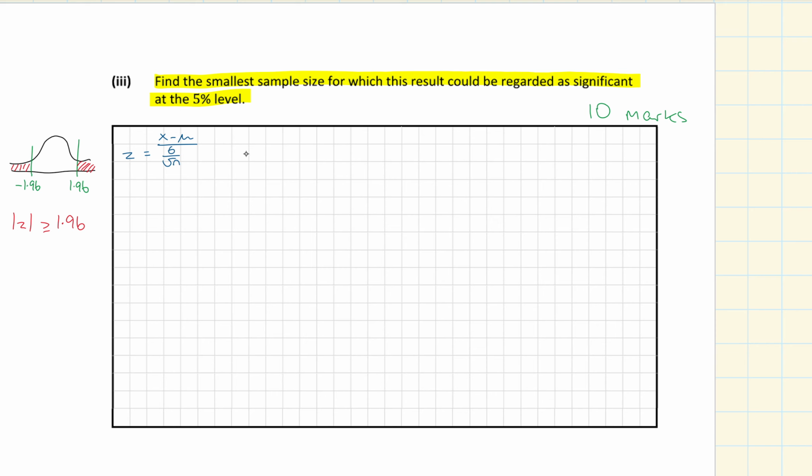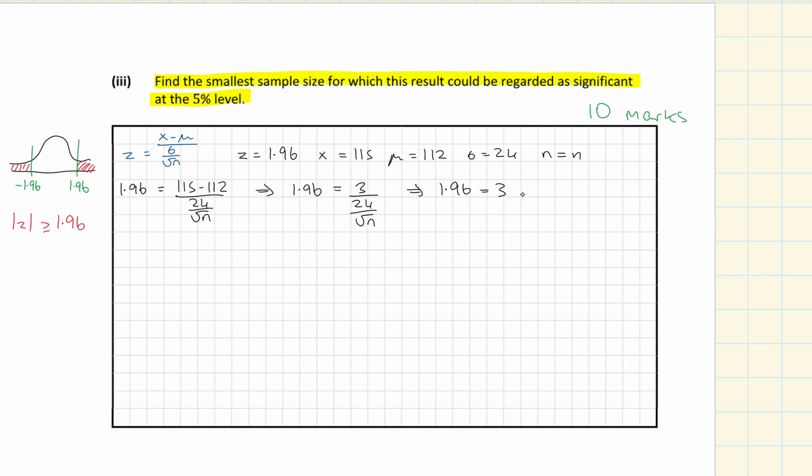Okay, so we let our Z value equal 1.96. Our X value is 115, the mean is 112, the standard deviation is 24, and n we don't know. So we have 1.96 equals 115 minus 112, which gives me 3, over 24 over root n. We don't divide a fraction by a fraction; we flip and multiply. So that's root n over 24.